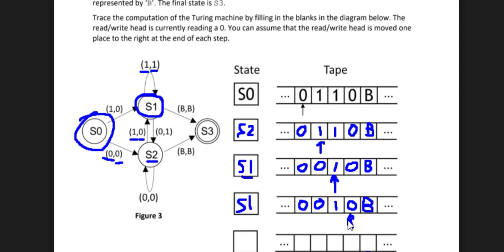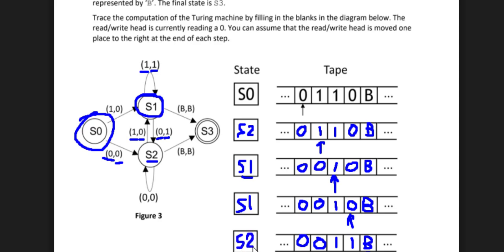All right. Now I'm in S1, and I'm looking at a 0 this time. So it says, if you see a 0, write a 1 and move to S2, following this arrow down here. Let me just carry down these first. If I see a 0, write a 1 and move to the right. Then I've moved into S2 here.